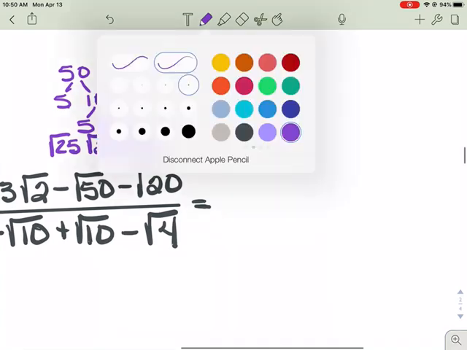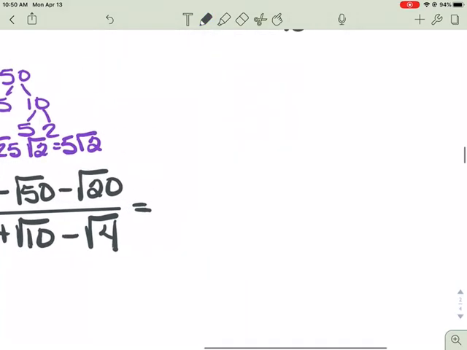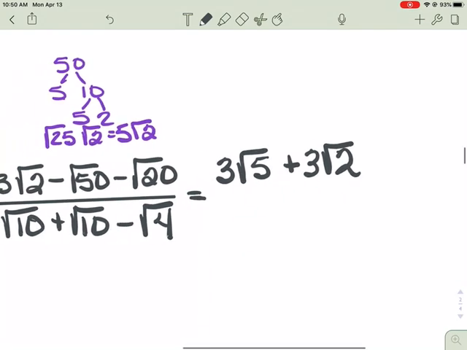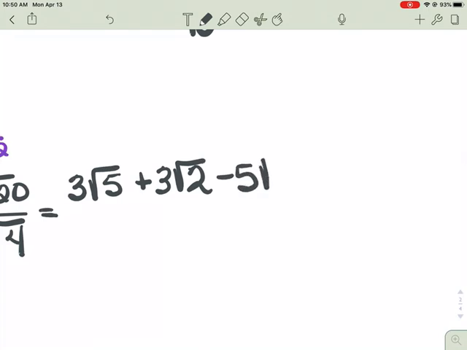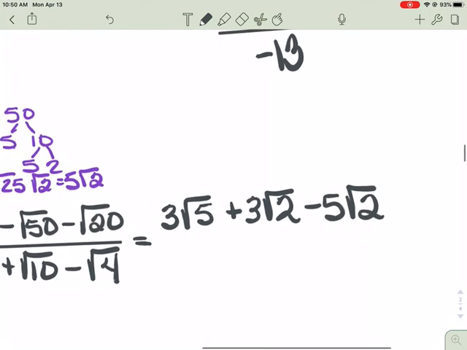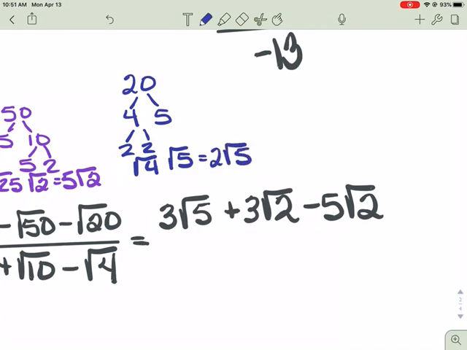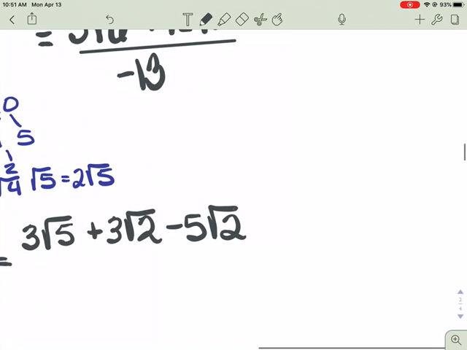Okay, so let's put that in our expression here. So 3 square roots of 5 plus 3 square roots of 2. Again, we can't do anything with him. Square root of 2. Right? Minus 5 square roots of 2. We might be able to do something there. And then square root of 20. Again, we're going to want to take 20, break him down. Okay, so we get the square root of 4, square root of 5, or 2 square roots of 5. Okay, so let's put him in our expression. So minus 2 square roots of 5.